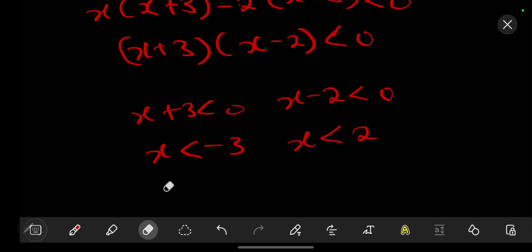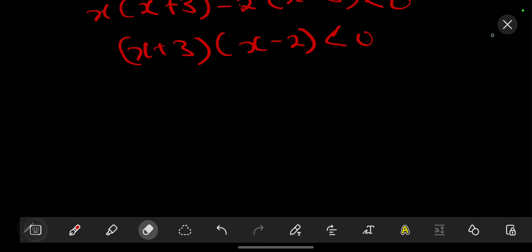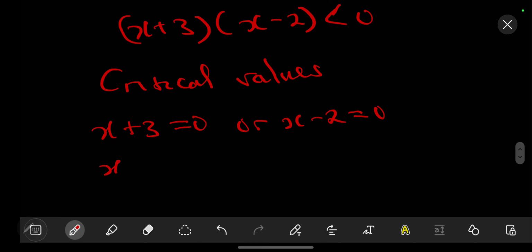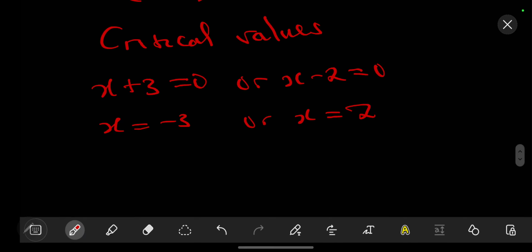What we are going to be doing is finding our critical values. The critical values are just the zeros of the equation. So you are just going to get these and equate them to 0. So x plus 3 should be equal to 0, or x minus 2 should be equal to 0. So our x should be equal to -3, or our x should be equal to +2 if we take the 2 to the other side.